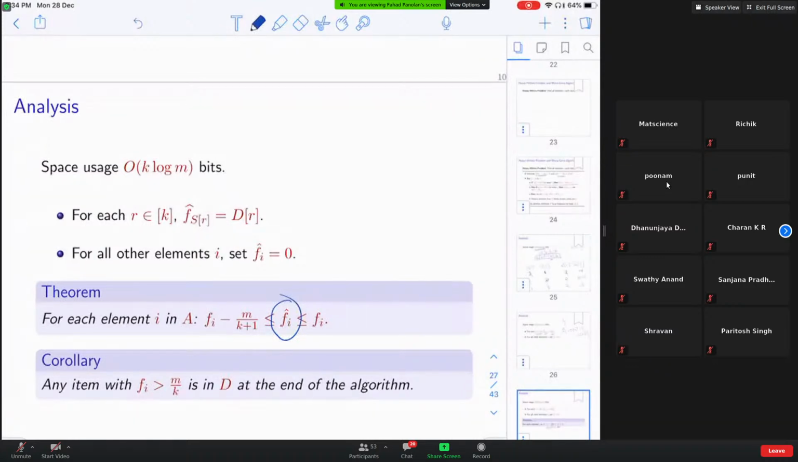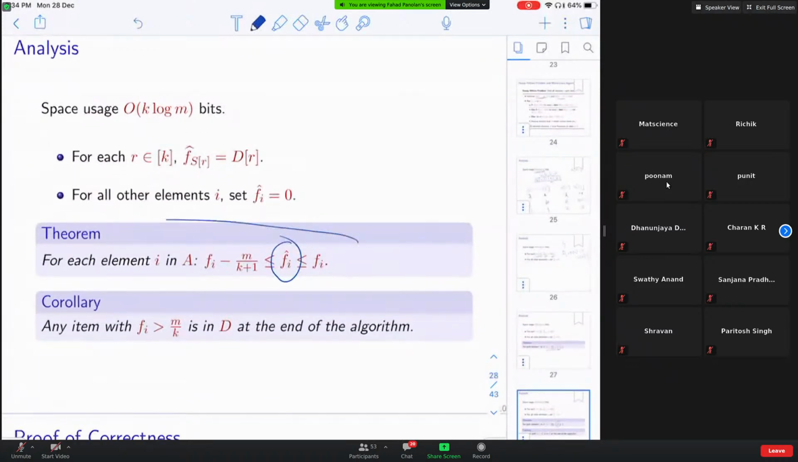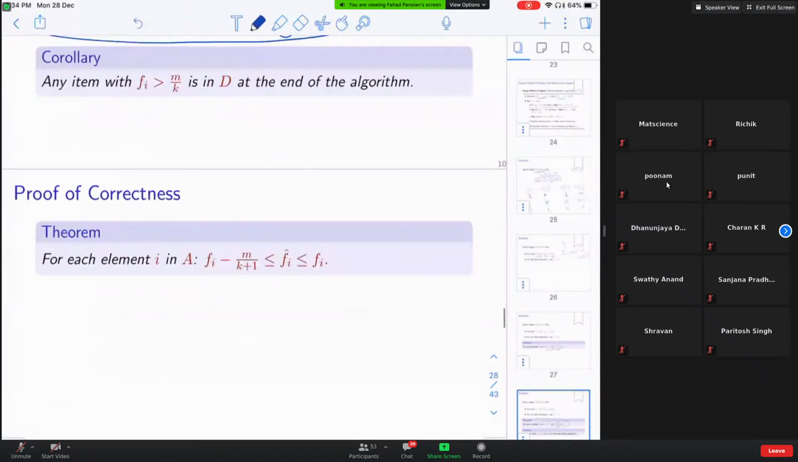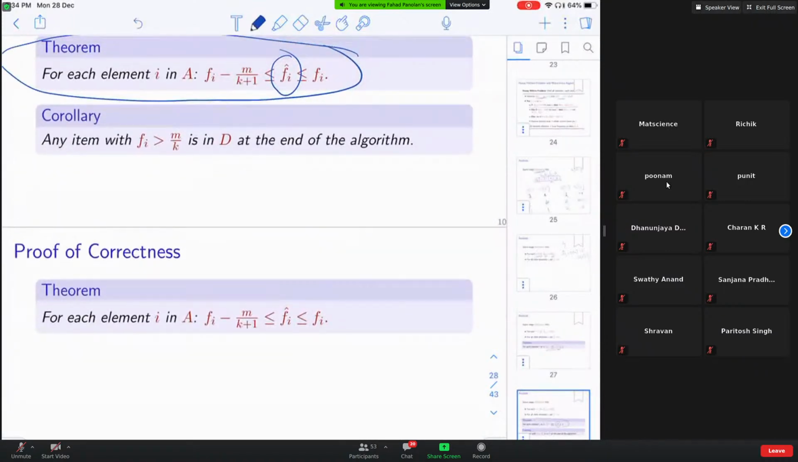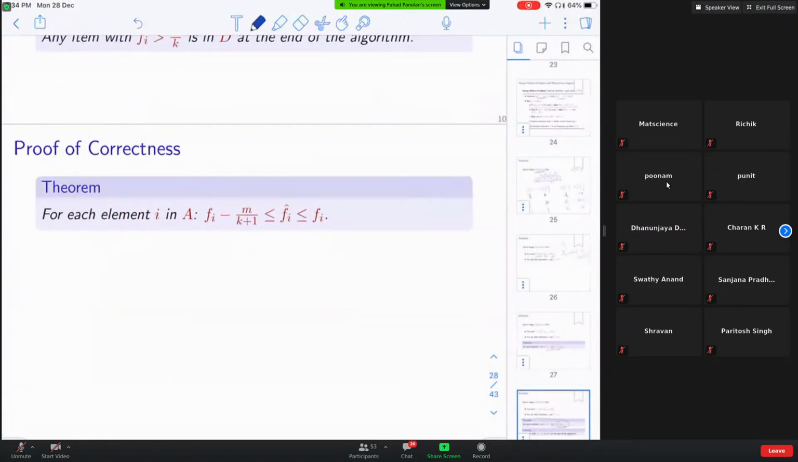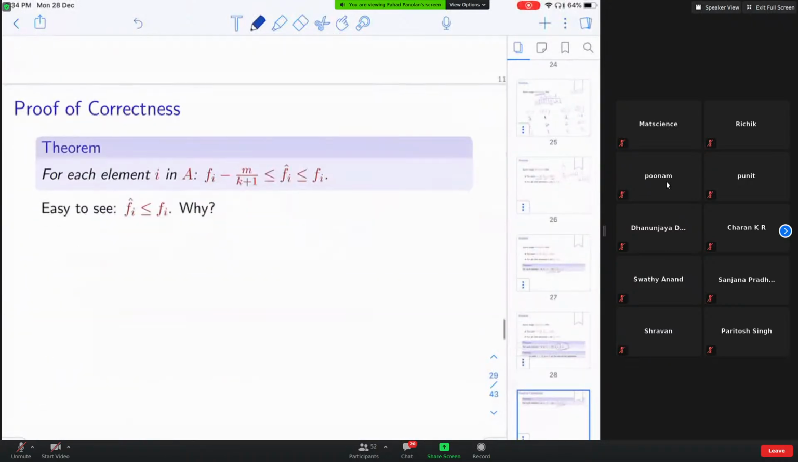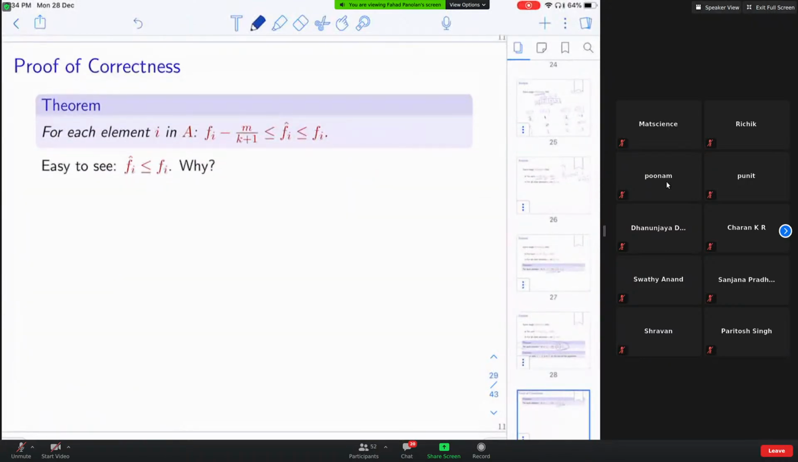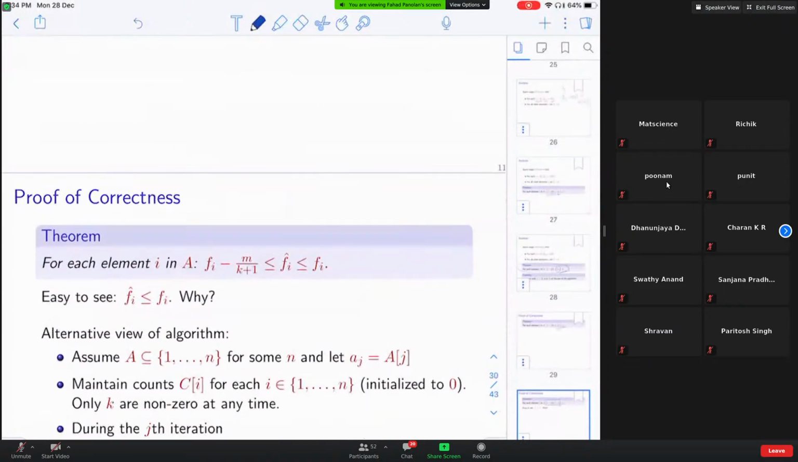Okay. Now, we need to prove this theorem, and that theorem implies the correctness of the algorithm. Okay. And this side, very easy. I already explained. Okay. Now let us prove this side. F hat i is greater than or equal to f i minus m by k plus 1.